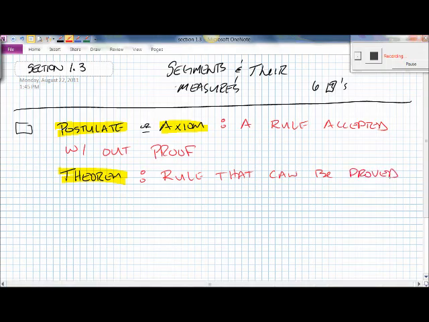So, a postulate is just a rule that is accepted without proof, such as gravity exists. Today is Monday, all right? Look, we know this. We don't need to prove it. It's a rule. It's a postulate. A theorem, however, is a rule that can be proved. So a guiding question you might want to ask yourself in your notes is, compare and contrast postulate to theorem. How are they similar? How are they different?